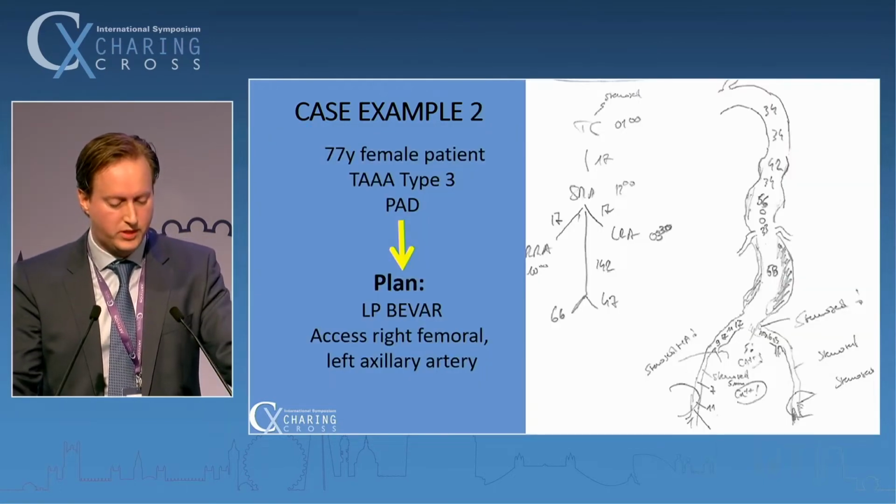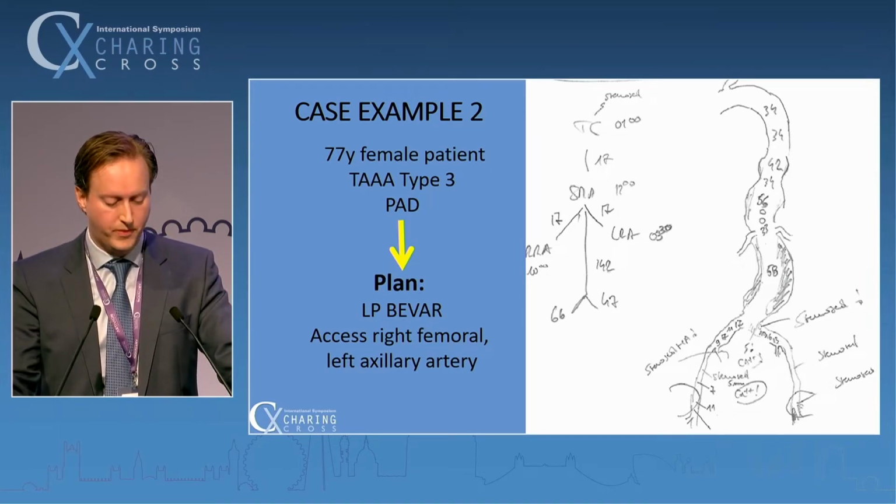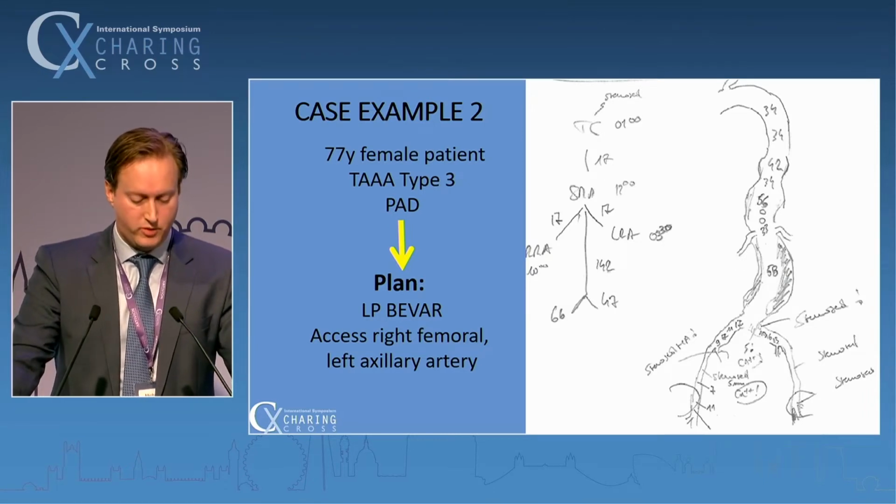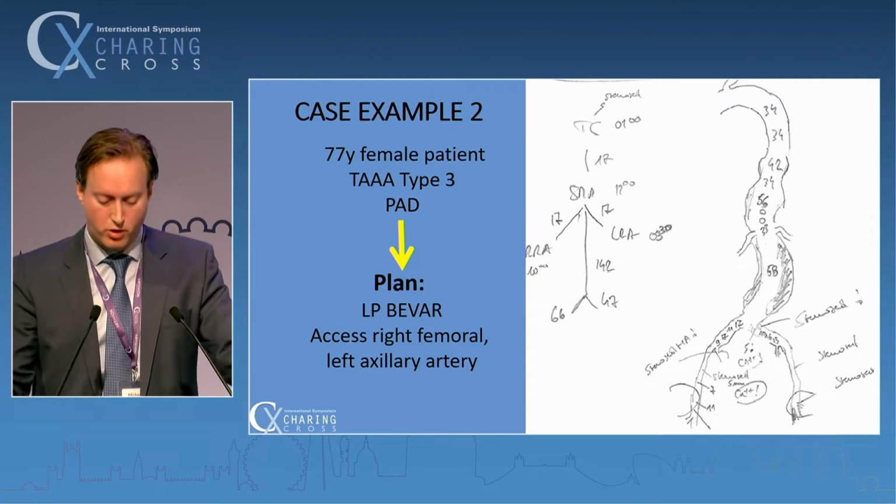The last example is a 77-year-old female patient with a type 3 thoracoabdominal aortic aneurysm. The plan, of course, was to do a low-profile BEVAR, with access via the right femoral and left axillary artery. As you can see in my drawing, she has stenosed hypogastric arteries and stenosed iliac arteries on both sides.